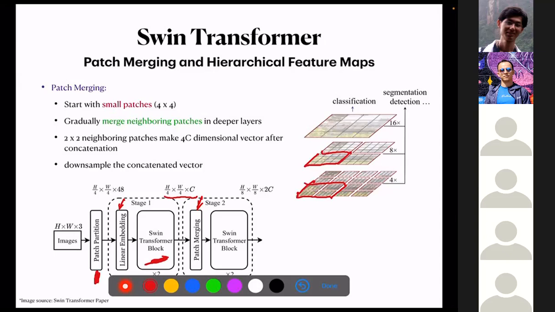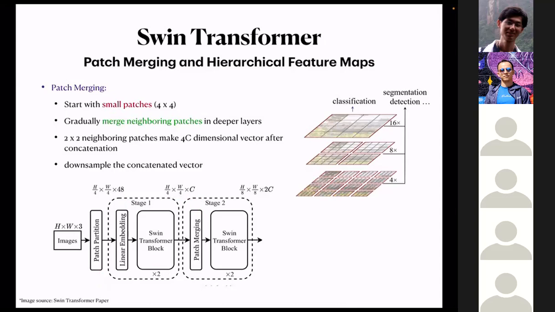I mean the top one is a combination of the four patches in the one below. So is it called the patch merging, or is it done in the transformer block?